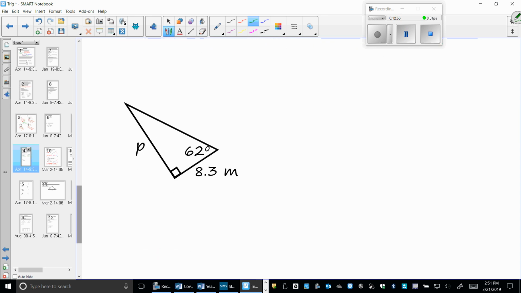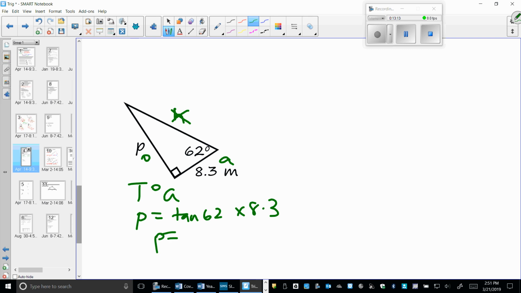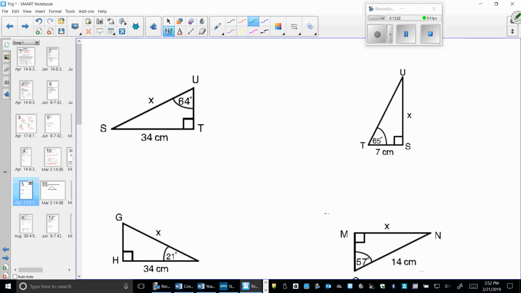So H, O, A. This one doesn't need H, so it's TOA. So we're trying to find the opposite side, so it's tan multiplied. So P is tan 62 multiplied by 8.3. And then I think I've got some for you to practice. So you can practice those diagrams.